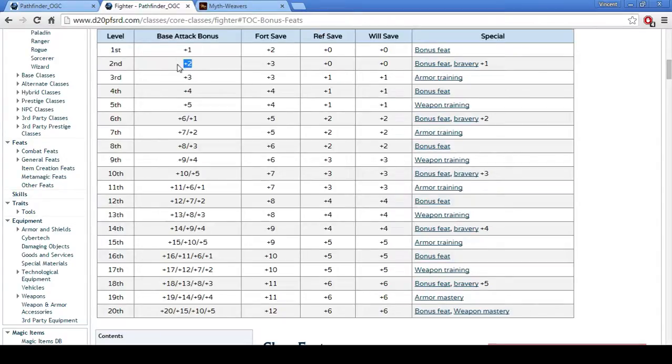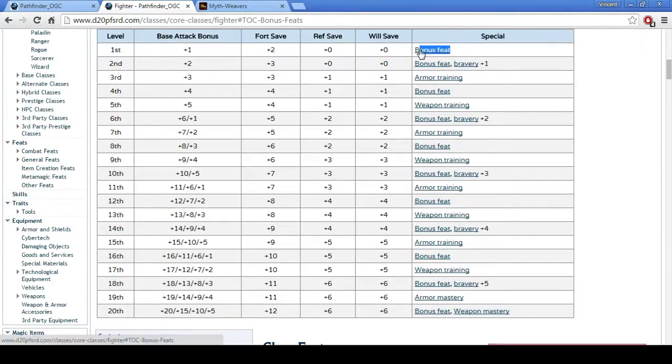As a fighter, your base attack bonus is always going to be equal to your fighter level, if you're only taking levels of fighter. Yeah, so this isn't going to add up. And the same with the fort, reflex, and will. However, all these specials do add up.